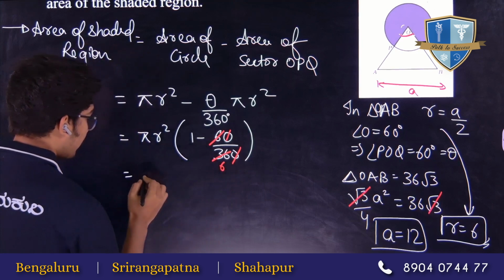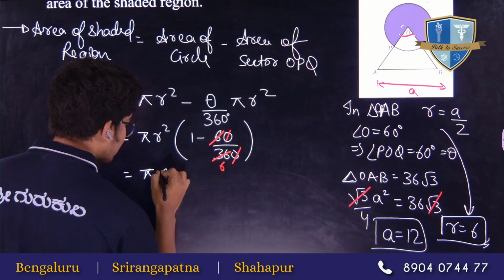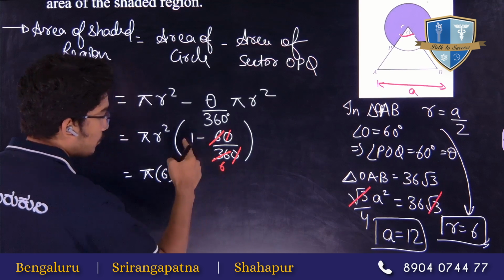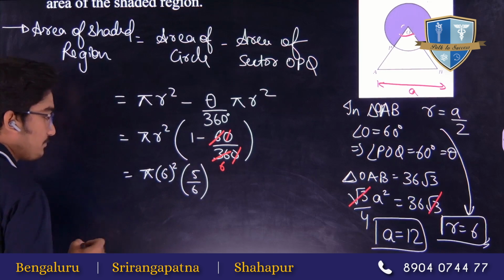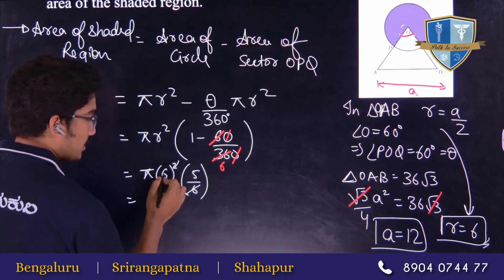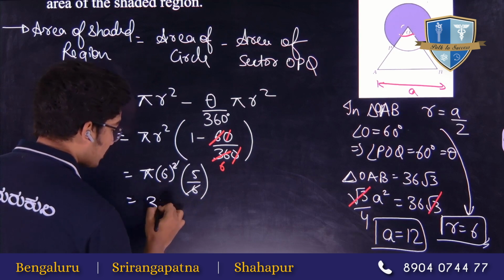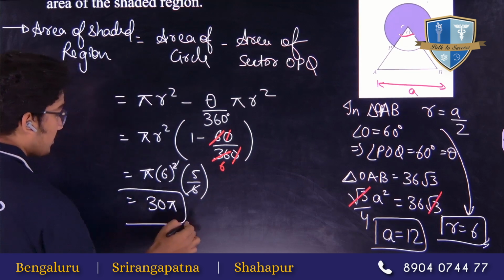So we will get pi R square. Instead of R we can write 6. So pi into 6 square into 1 minus 1 by 6, it will be 5 by 6. Correct? So this is equal to, 6 will also cancel out, so it is 6 5s are 30. It is equal to 30 pi. So 30 times pi is our final answer.